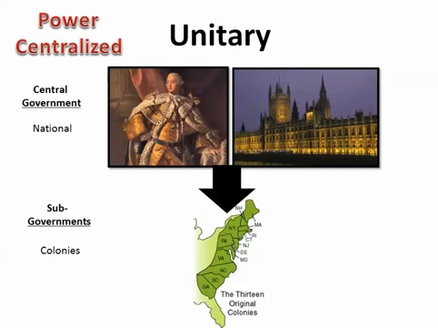Under the unitary system from 1607 to 1781, we see the American colonies, the original 13, were under a unitary system. And in this type of system, power is centralized. That means it's in one place. It's in the national government right here. King George III and Parliament. Parliament's going to make these laws. King George III is going to enforce them, and they're both together.